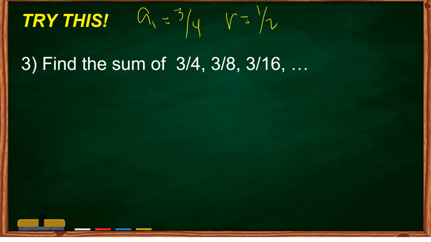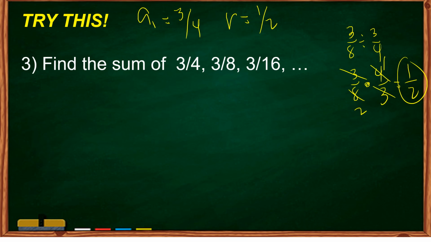Why 1/2? Because we just divide 3 over 8 by 3/4. And then you are given 3 over 8 times 4/3. Then just cancel this. And then 4 and 8 are both divisible by 4. So this is 1, this is 2. So all in all, we are given 1/2. That's why the common ratio is 1/2.